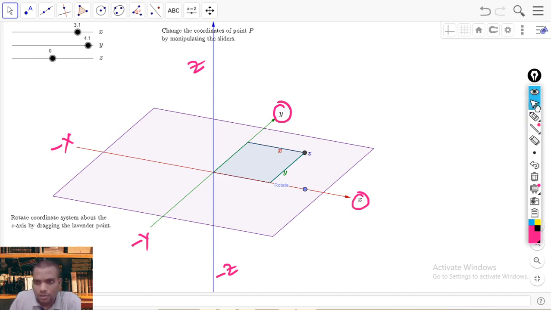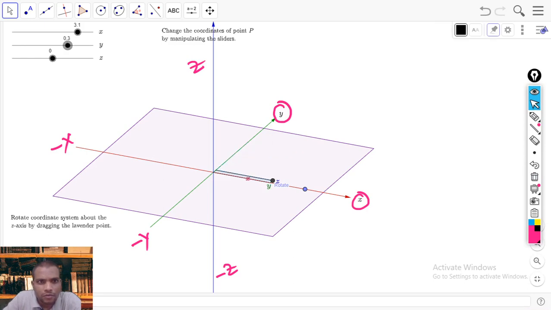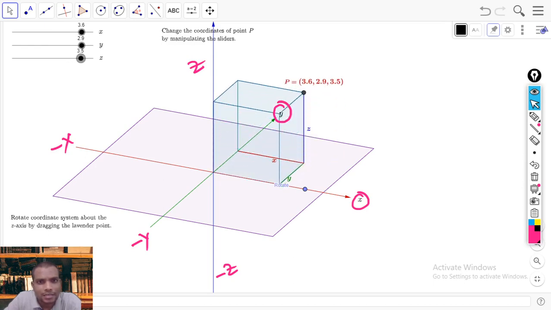Suppose I move here, I'm having controls. If I move the corresponding points, suppose I take y equal to 0, and now if I move x, you can see the point is moving along the x-axis. Likewise, if I move x, y and the z-axis, we can find the location in three dimensions.